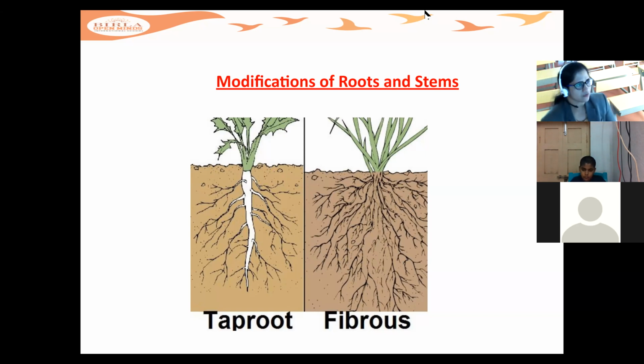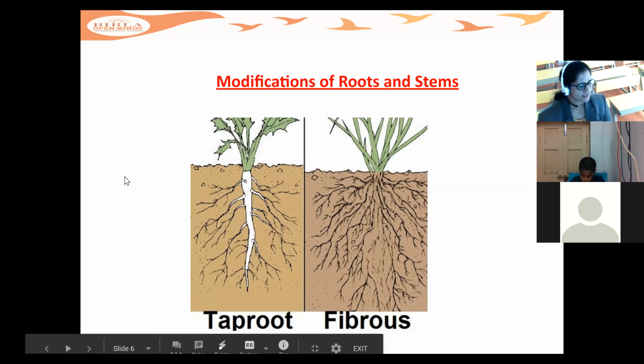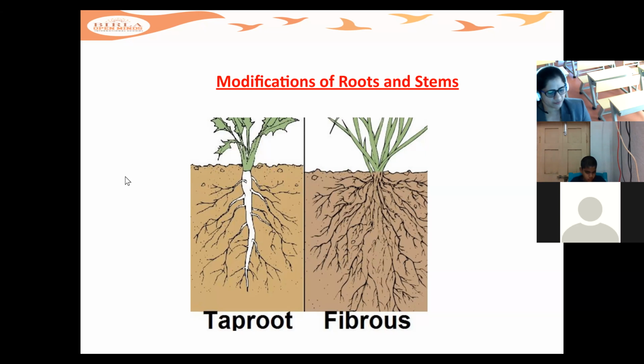Now, coming to stems. Stems are meant to provide support for the plant and bear branches, buds, flowers, and fruits. Hitansh, I want you to read about stems. It is on page number 8.